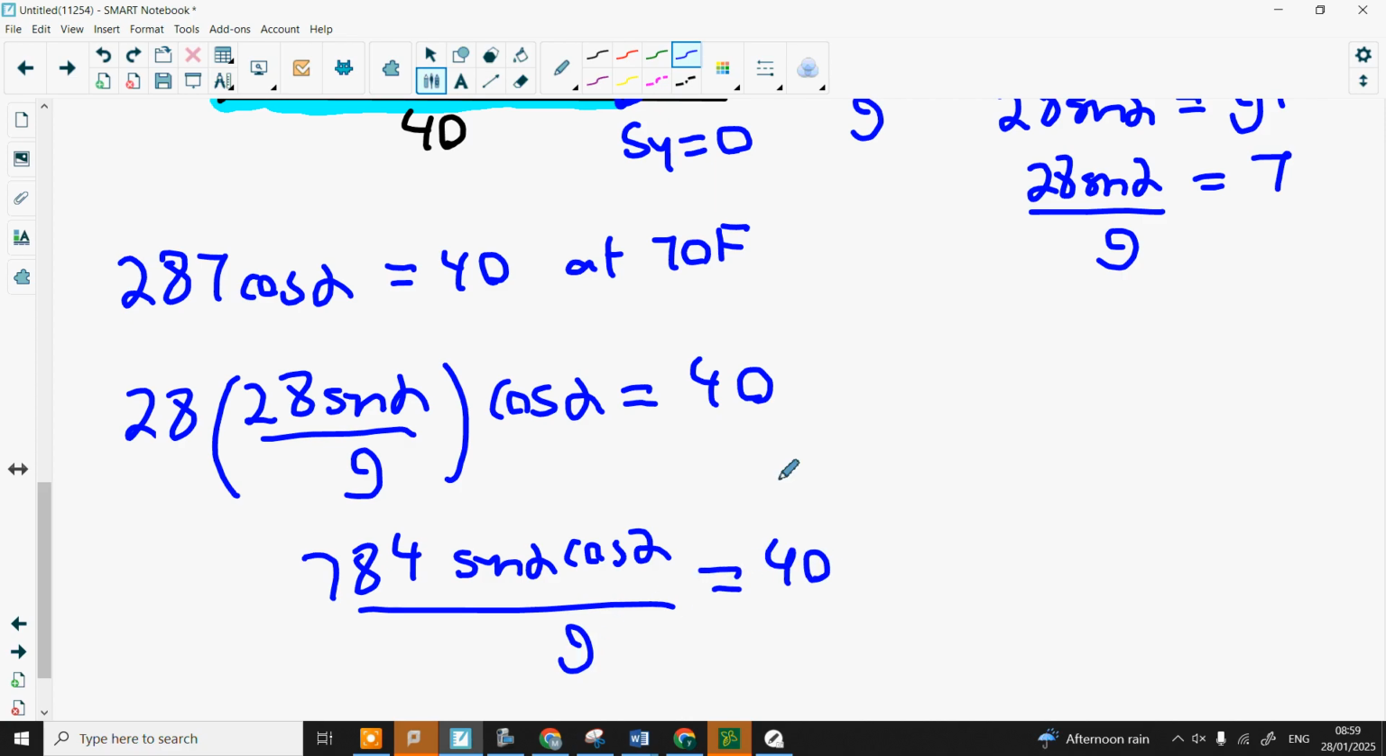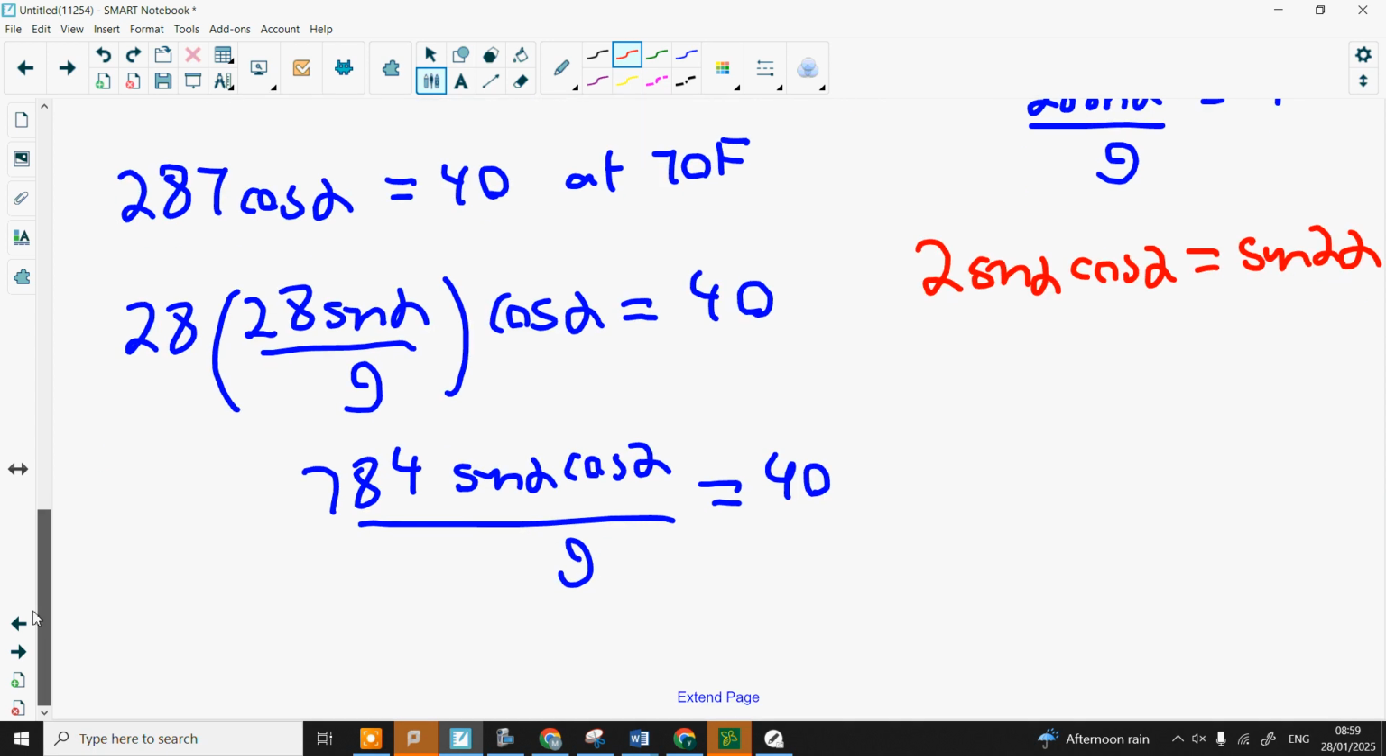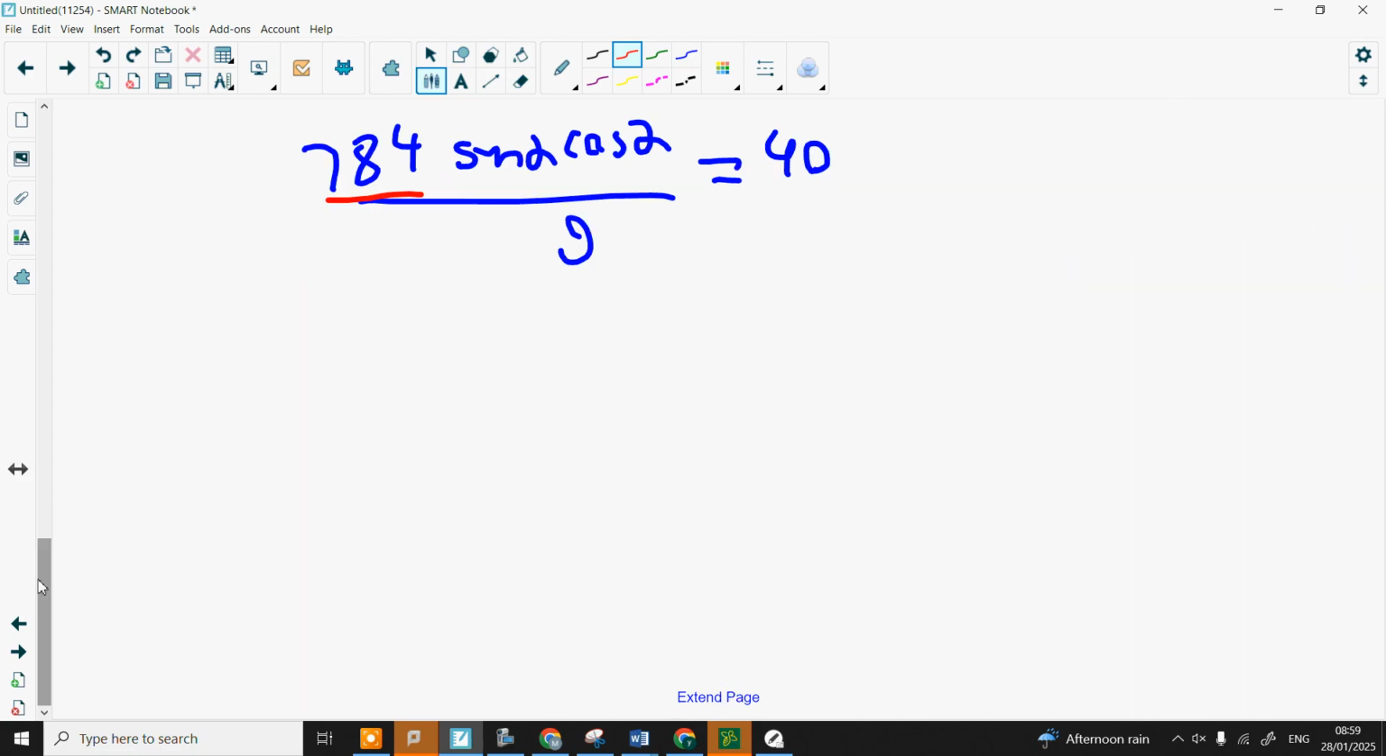Now, there's a real, I told you about it the other day, but let's see if you remember it. 2 sine A cos A is what, guys? Anybody remember I wrote it down last class? Sine 2A. It's on page 13 of your maths tables, okay? So what I'm going to do is I'm going to half this. So I'm going to half that number. What do I get?